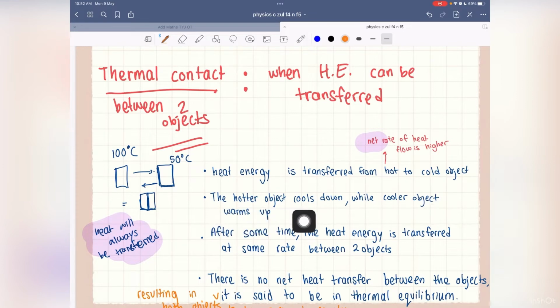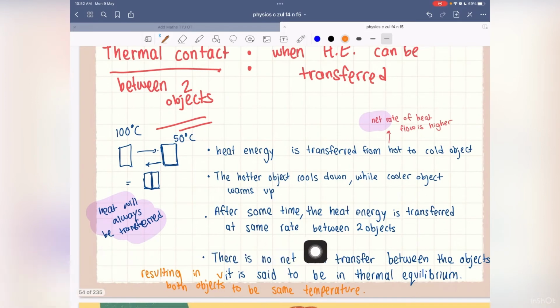The hotter object eventually cools down, whereas the cooler object eventually warms up. So this hotter object will cool down to a temperature, whereas this cooler object will heat up to a specific temperature. And thus their temperatures will be the same. So let's take a look over here at the explanation.